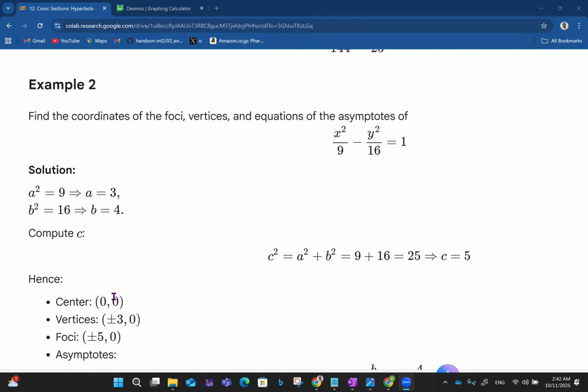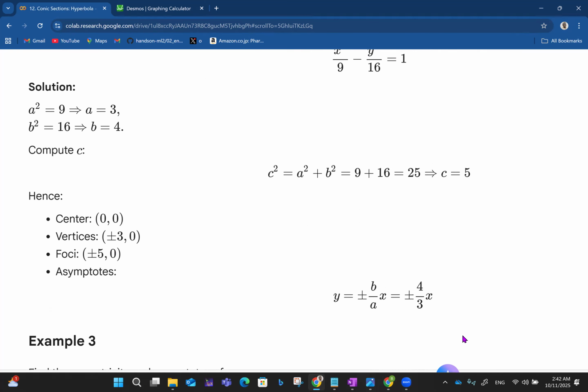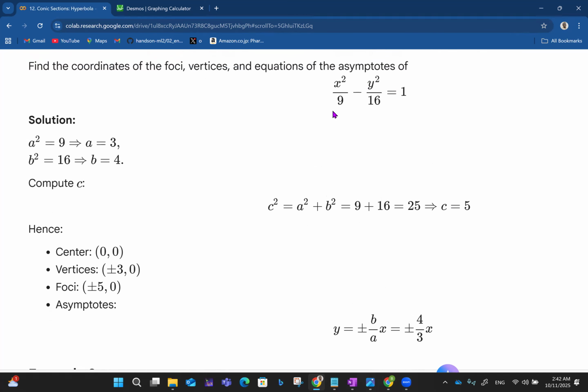So what we need is the coordinates of the foci, vertices, and equations of the asymptotes. Of course here we see the center is 0, 0 because we have x squared, not x minus something squared. Same for y. It's y squared, not y minus something squared. The vertices are plus or minus 3, comma 0. That's plus or minus a. And the foci are plus or minus 5, comma 0. And the asymptotes are y equals plus or minus b over a x, which is plus or minus 4 over 3 x. So we can plot all of this now.